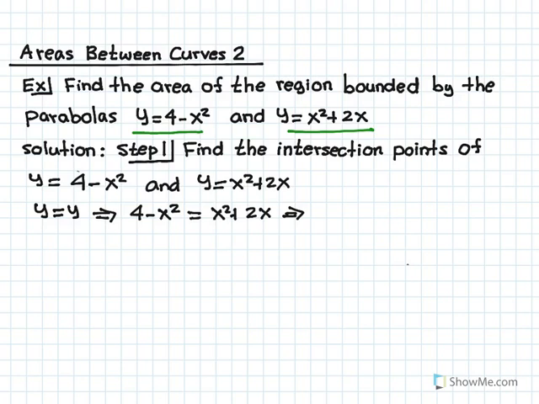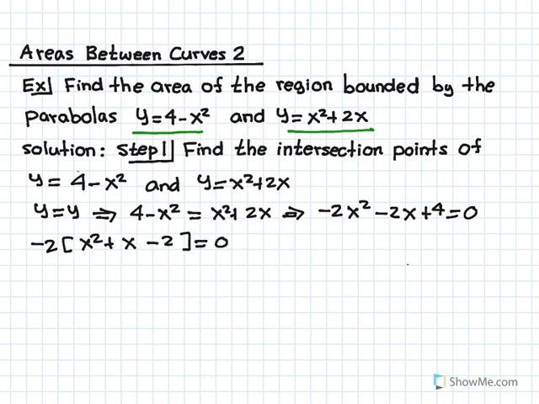We get minus x squared, minus x squared. Bring the 2x to the left-hand side. We get minus 2x squared minus 2x plus 4 is equal to 0. Now let's factor out minus 2. We get minus 2 times x squared plus x minus 2 is equal to 0. Let's factorize this expression and solve for x. So we have x plus 2 times x minus 1.